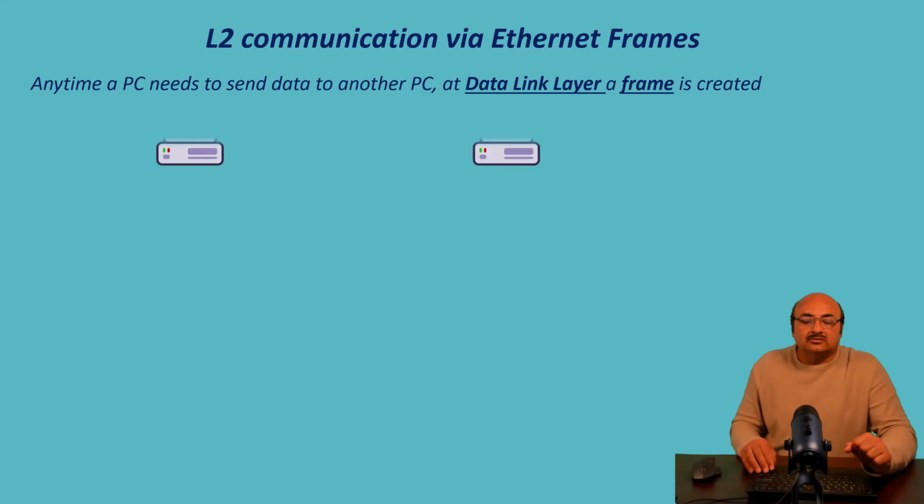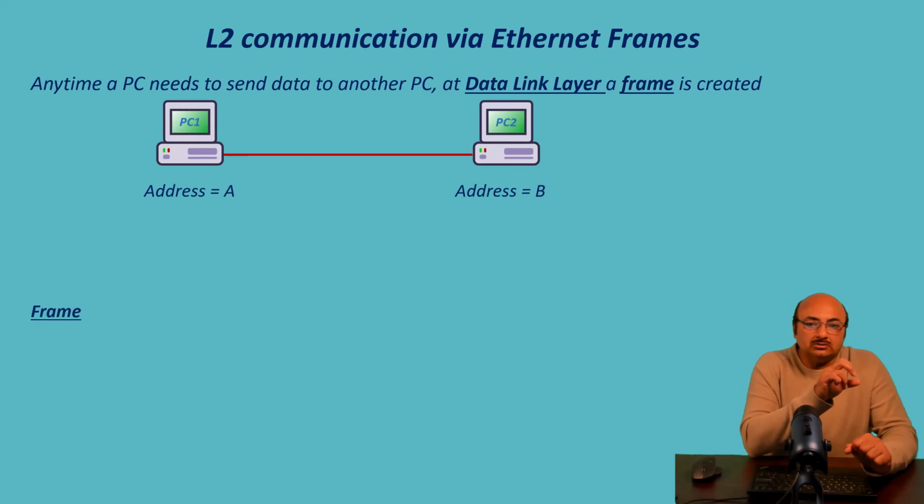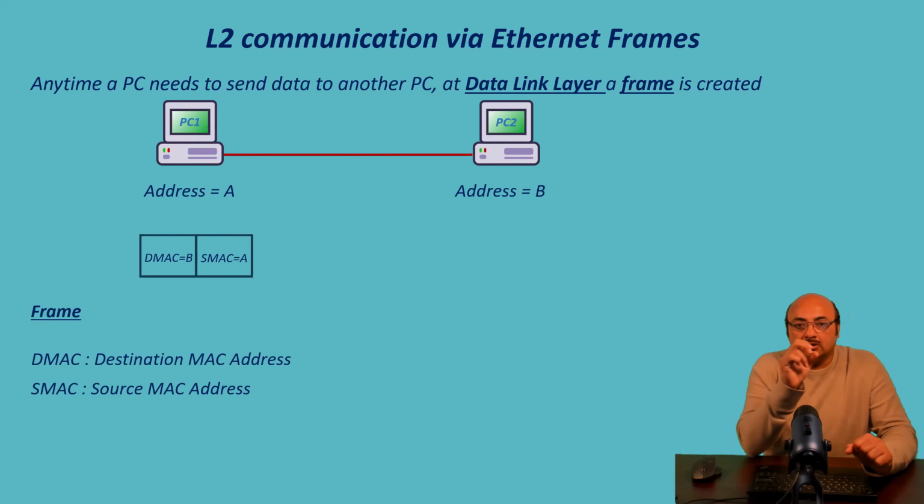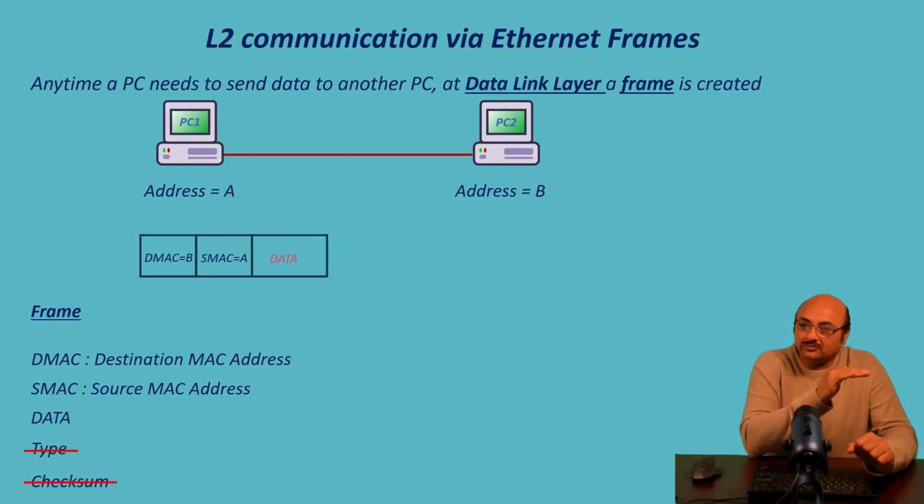Anytime we want a PC to send data to another PC, at data link layer it is done using a frame. A frame is created. It consists of DMAC, SMAC and data. These fields we have studied in quite a detail in the previous lessons. Yes, the type and checksum fields have not yet been covered, but I promise I'll be covering them pretty soon.